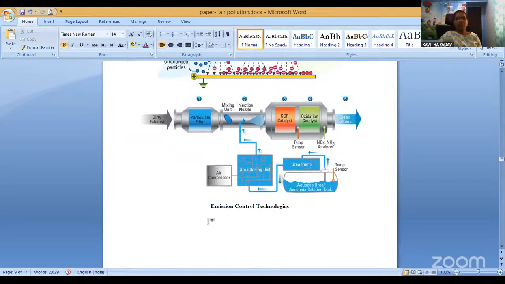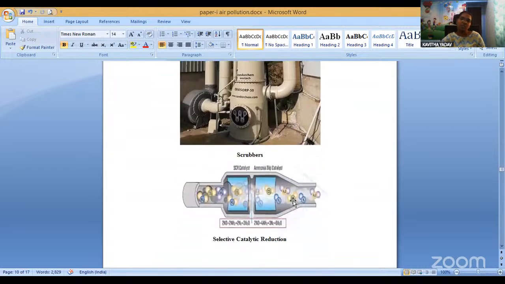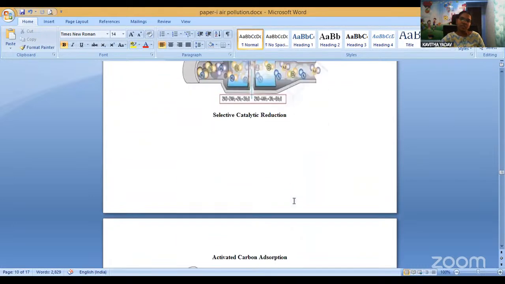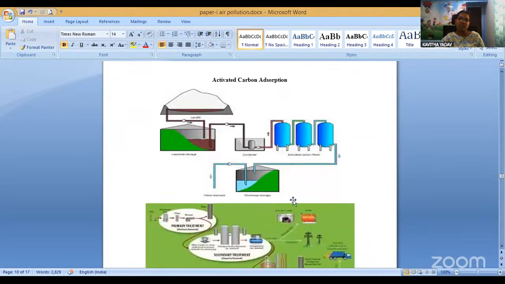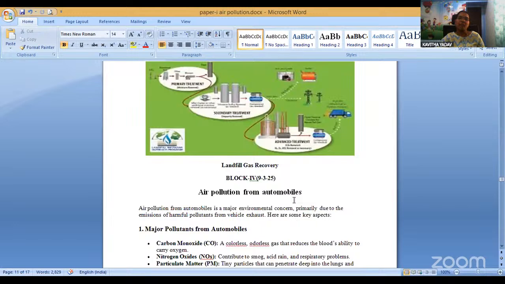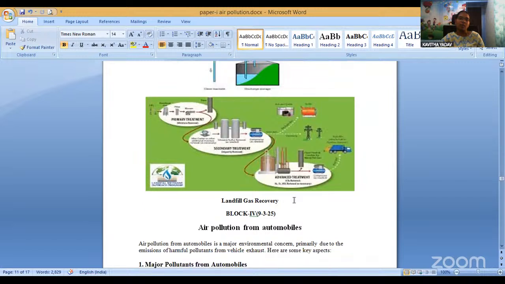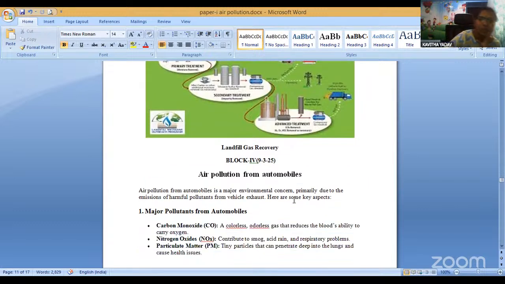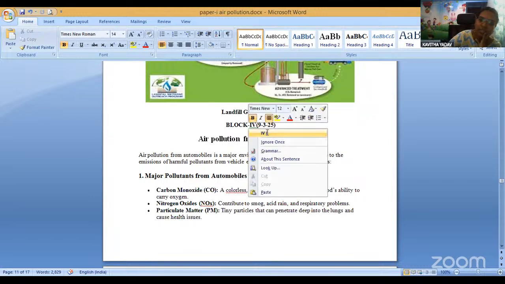This is the diagram of emission control technologies. This is the diagram of the scrubber, selective catalytic reduction, diagrammatic representation, activated carbon absorption, and landfill recovery. These are the topics covered under Block 3, Unit number 11. In today's class, we are going to discuss that.